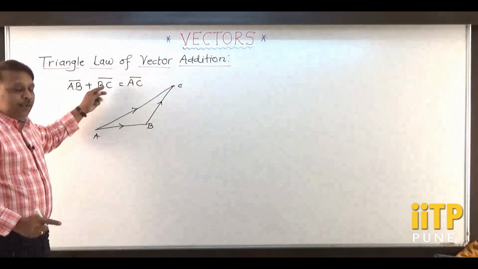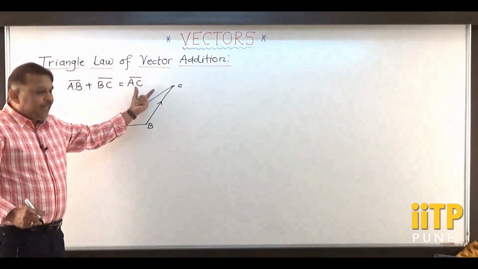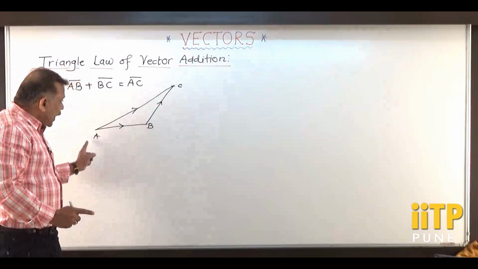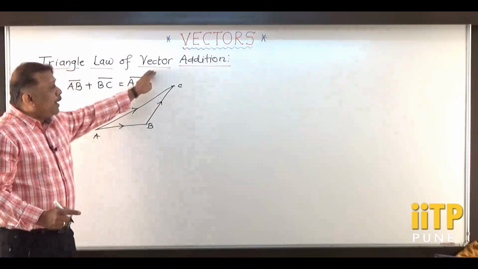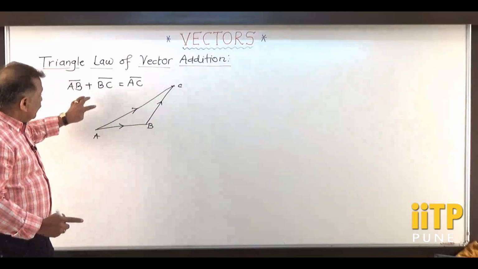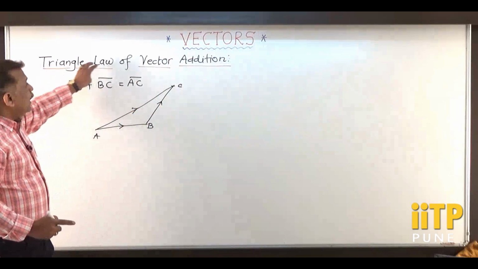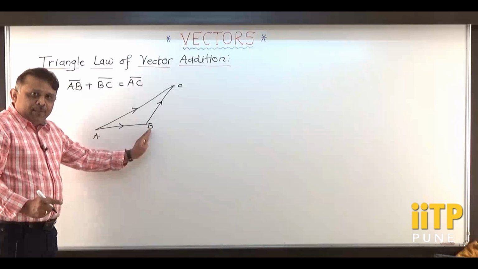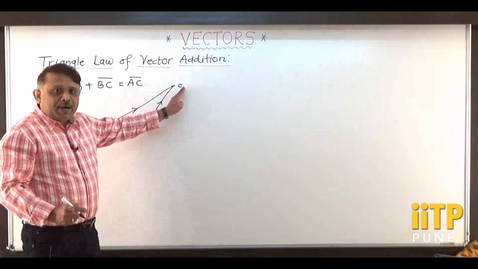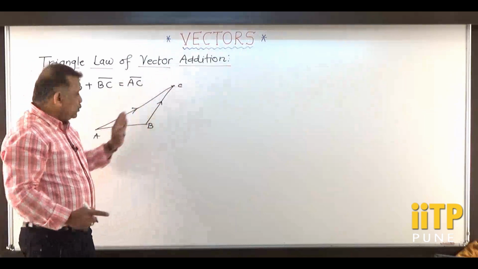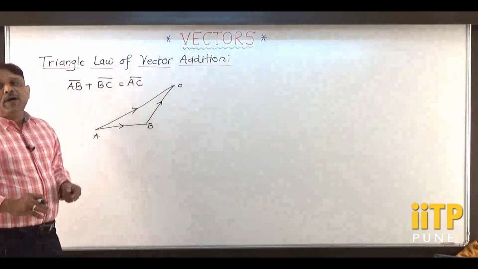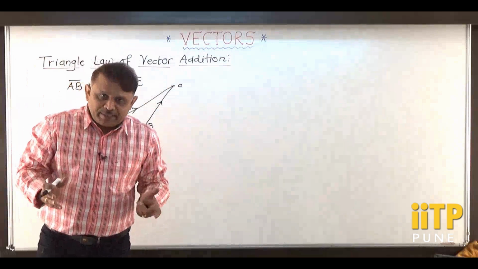These two vectors are added to get a new vector, and that is this vector AC bar. As this triangle is formed by the addition of the vectors, this law is called the triangle law of vector addition. So A to B, AB bar, plus B to C, BC bar, is A to C. Put bars on that, and you get the triangle law of vector addition.